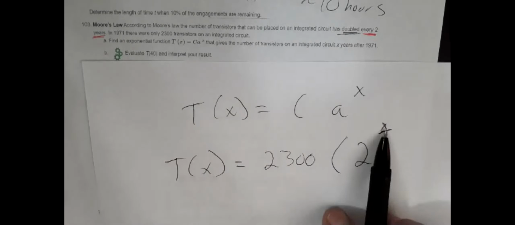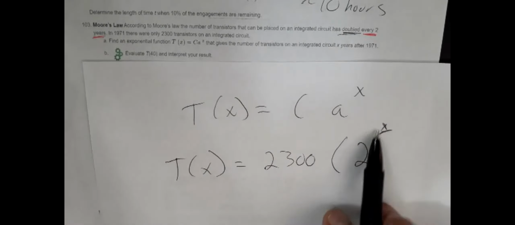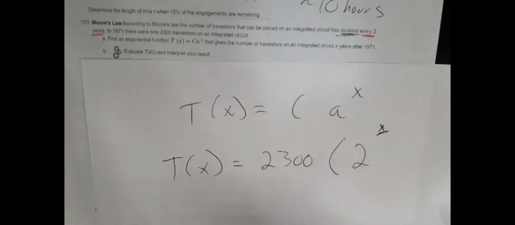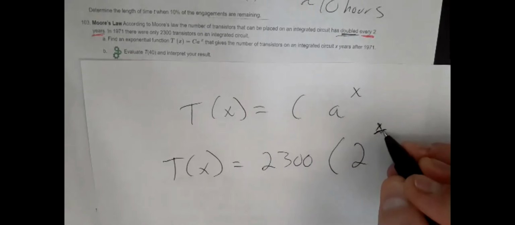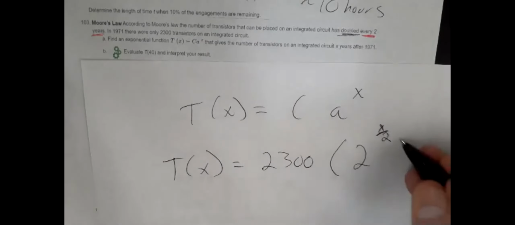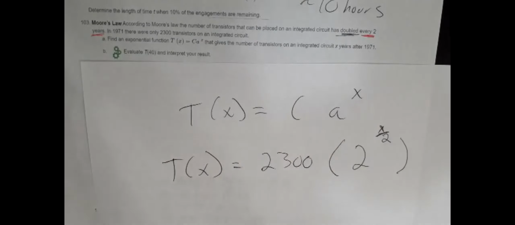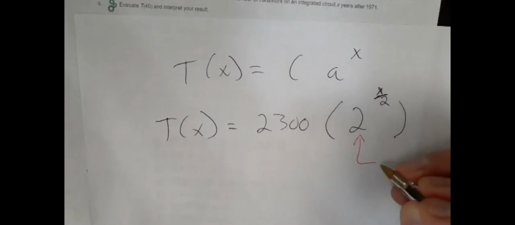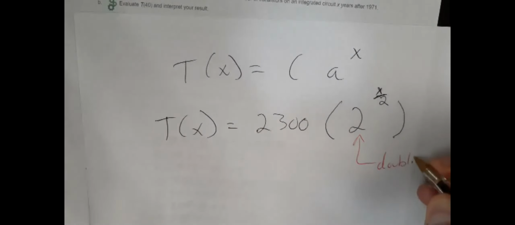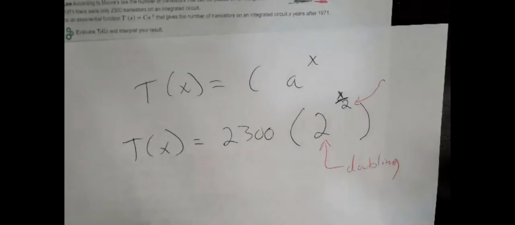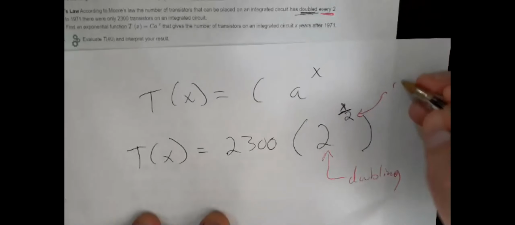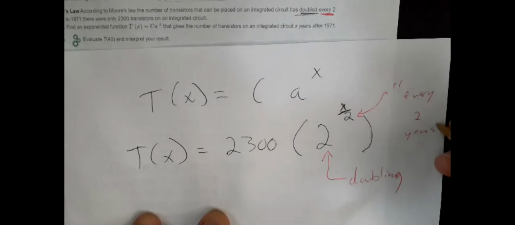So like if this was 2 years, we'd multiply by 2 once. If it was 4 years, we'd multiply by 2 twice. And so in order to do that, we also have to divide this exponent by 2. So this is coming from the fact that it's doubling. I know I have a bunch of 2's, but that's coming from the fact that it's doubling. And this is coming from the fact that it's every 2 years, right?